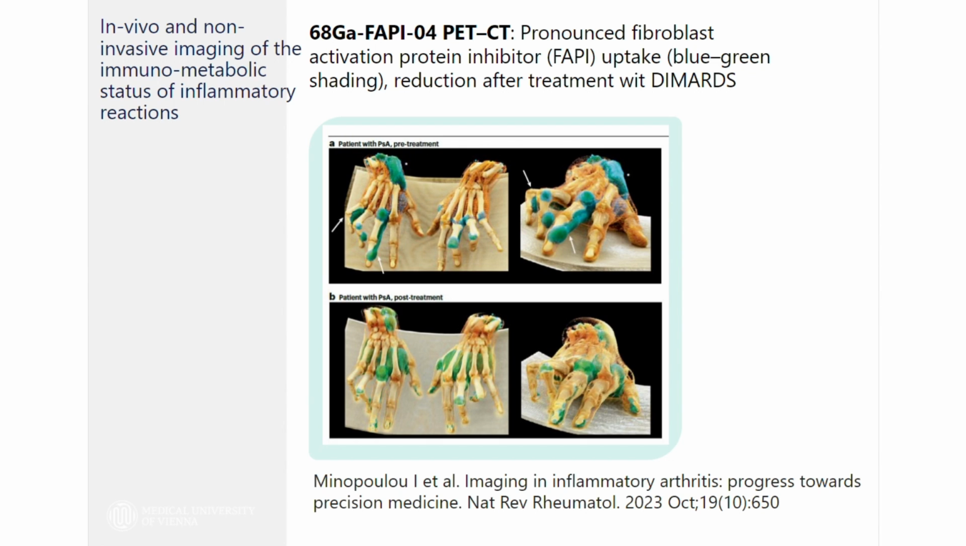So it's a very promising technique, and I'm pretty sure that maybe in a year, 2 years, at least 3 years, we have to become familiar with this FAPI.